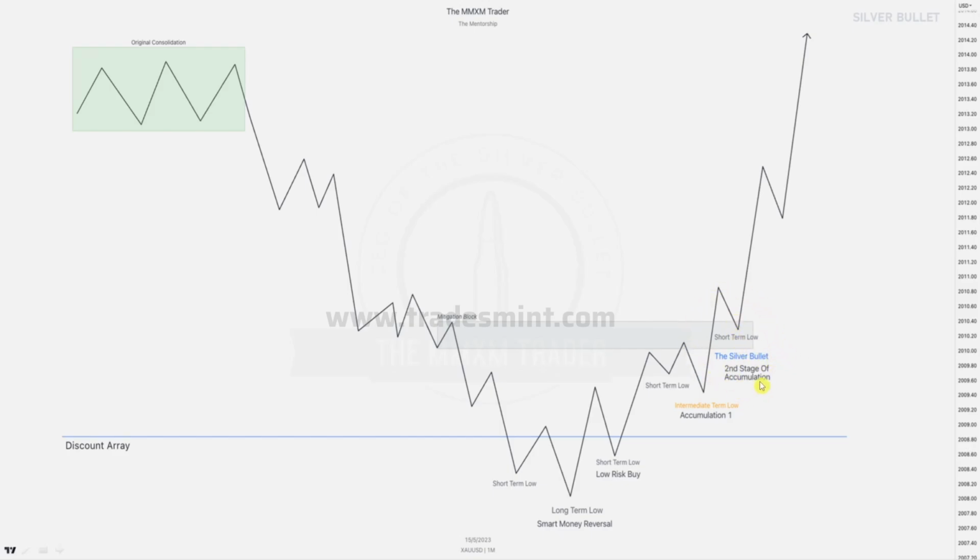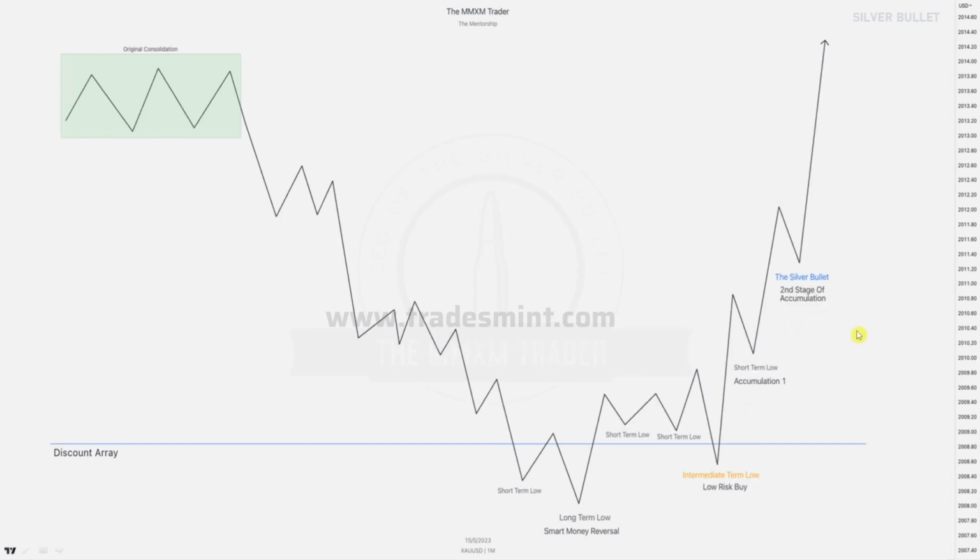So this is option number 1, anticipating that short-term low to form next to that intermediate term low. This is option number 2, right? And here we're waiting for that intermediate term low to be confirmed. So we need to see that short-term low to the left of it and that short-term low to the right of it, and then we have a confirmed low.